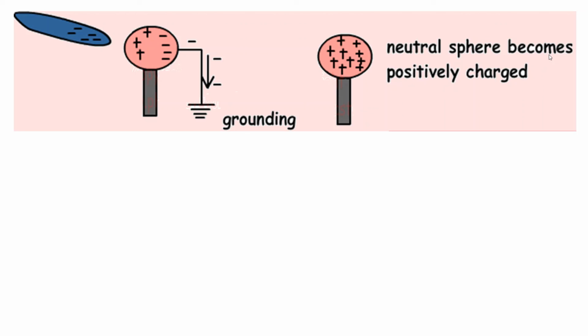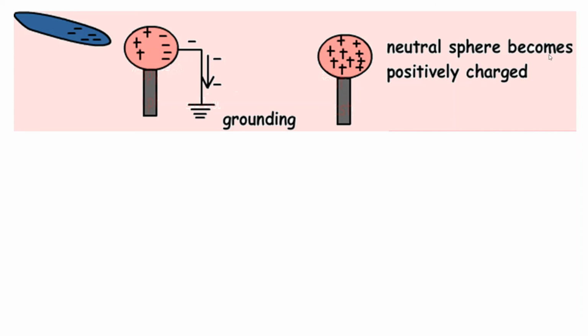Alright, so let's look at grounding then. If you remember that diagram I showed you earlier, this is just another diagram. What happens if you bring a negatively charged object close to a neutral metal sphere? Well, the electrons get repelled because they're delocalized, and you can ground the excess electrons by connecting a wire from the metal sphere to the ground.